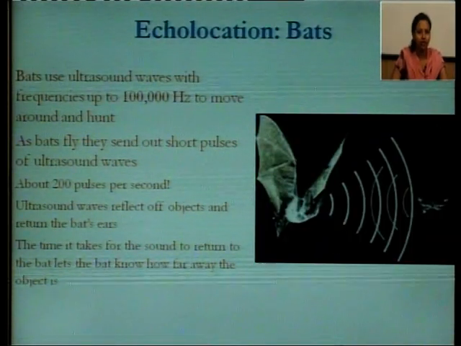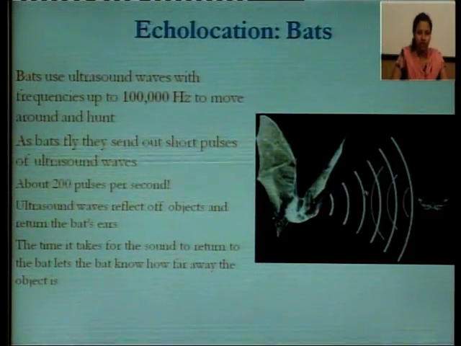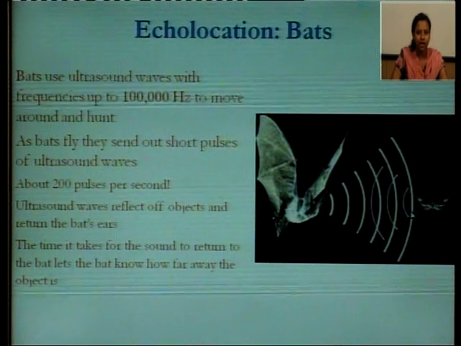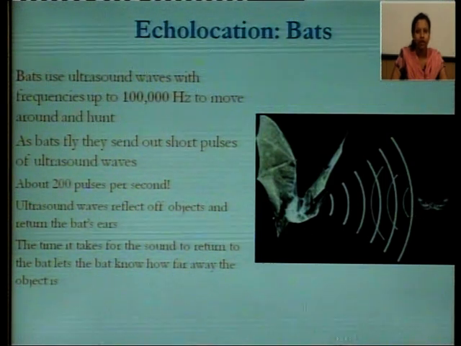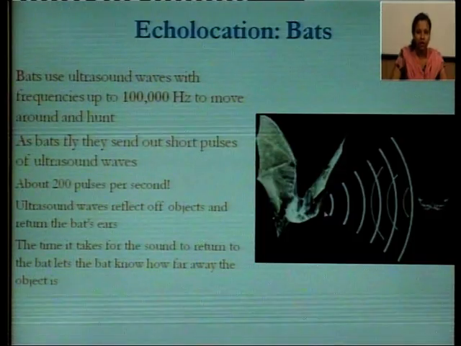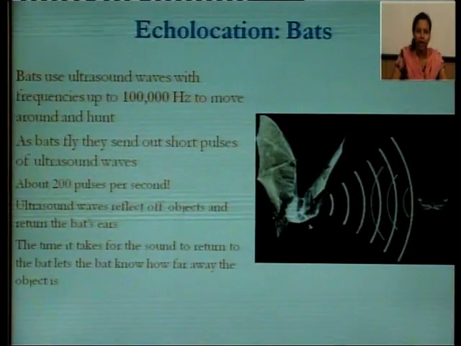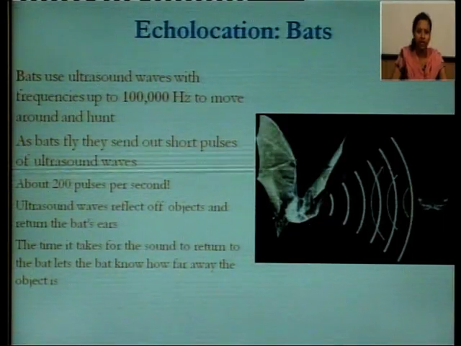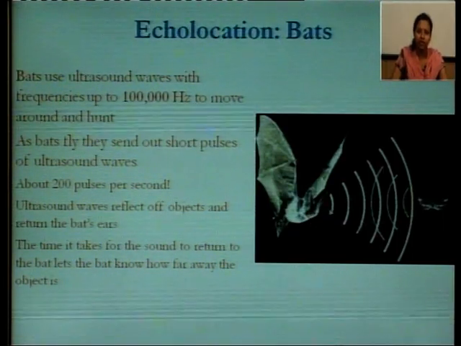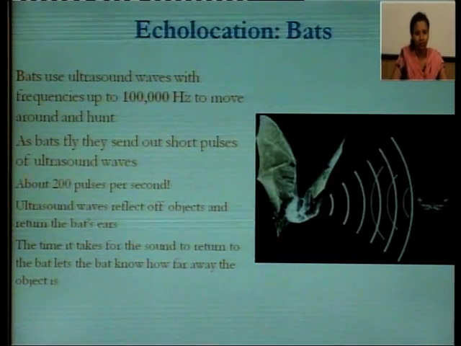Here we have shown one example. It transmits ultrasonic waves and they are reflected back by striking this object. Depending upon the time taken from here and back to this point, they can easily find the distance between these two objects.